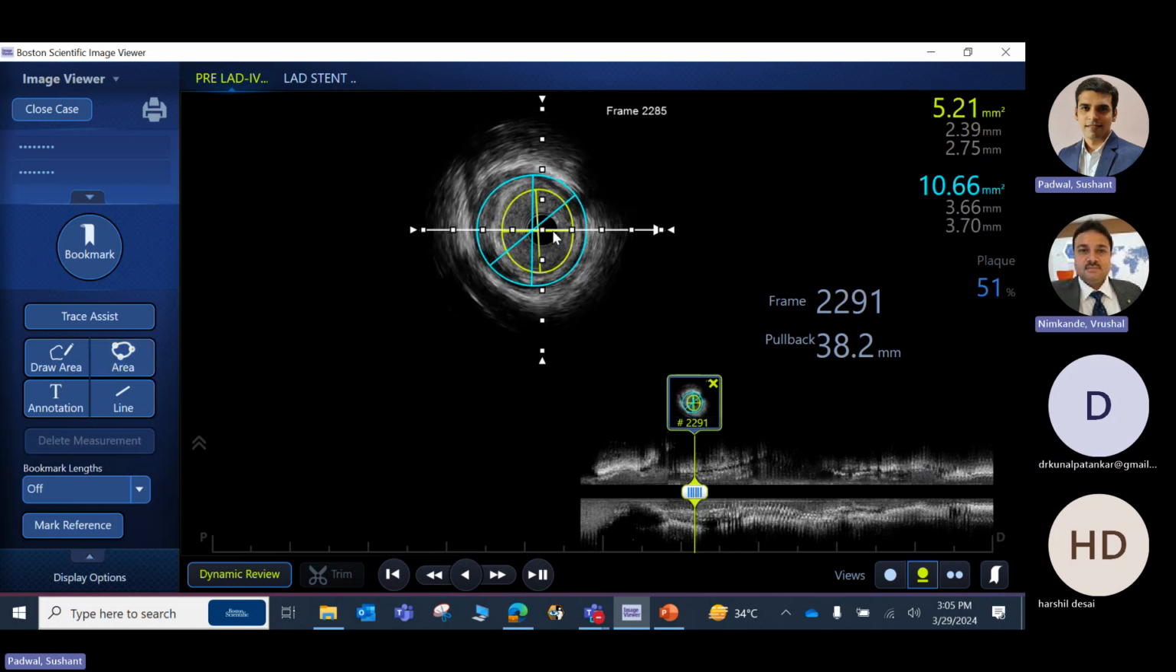Okay, this is for the lumen. This is for your vessel, EEL to EEL vessel. So now the question you must be having is, why should a vessel always be EEL to EEL? Why not IEL to IEL?